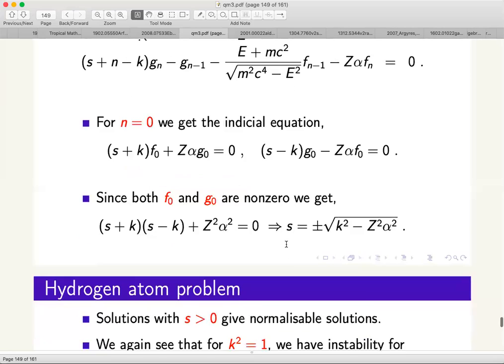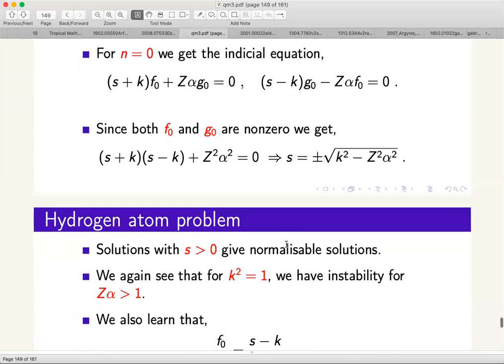The second thing is what Kaustubh was saying: if you take the lowest possible value for k, that is plus or minus 1, then k squared would be 1.